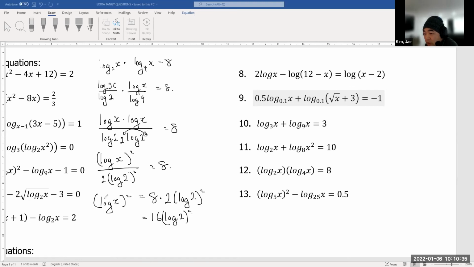And then I am going to, how about I simplify this? No, square root both sides. So log x is going to equal 4 log 2, which is the same as log 2 to the power of 4. So x is equal to 2 to the power of 4: 2, 4, 8, 16. The answer would be 16.